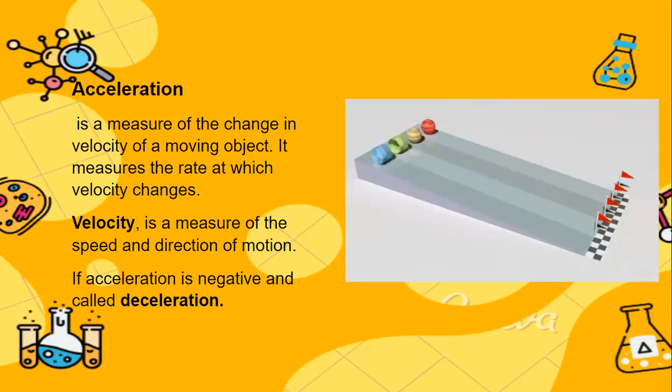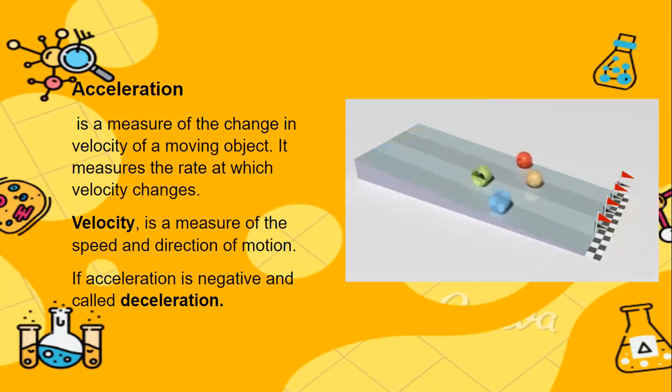And velocity is a measure of the speed and direction of motion. So for example, a velocity is given as 5 kilometers per hour north. There's a direction, which is the north, so we are pertaining to velocity. And the last one is the deceleration. Remember, if the acceleration is negative, it is now called the deceleration.